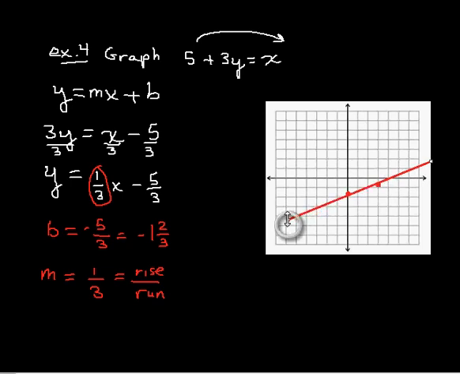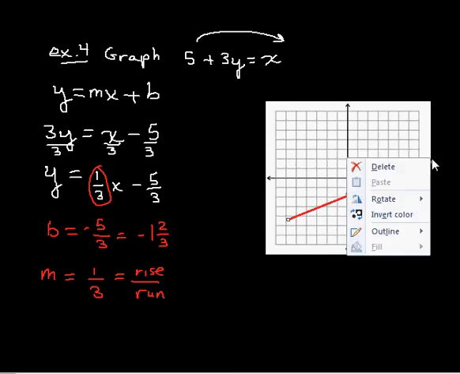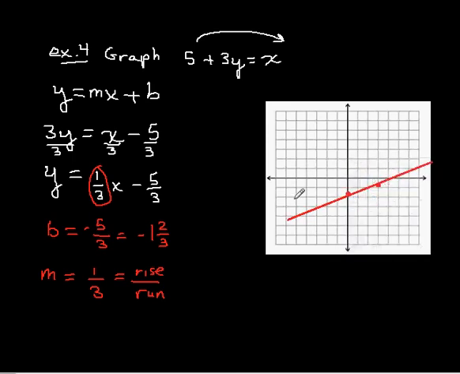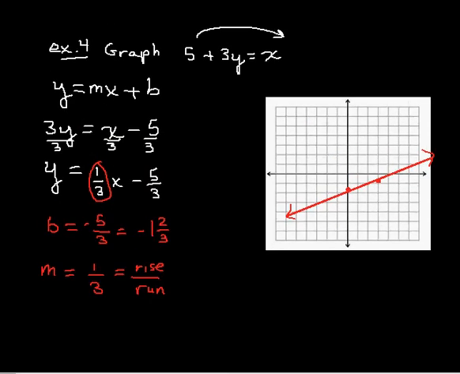You can see there's trouble with this. And just put your arrows on the end. And that's how you graph using the slope-intercept method. Alright, that's it for lesson 75.